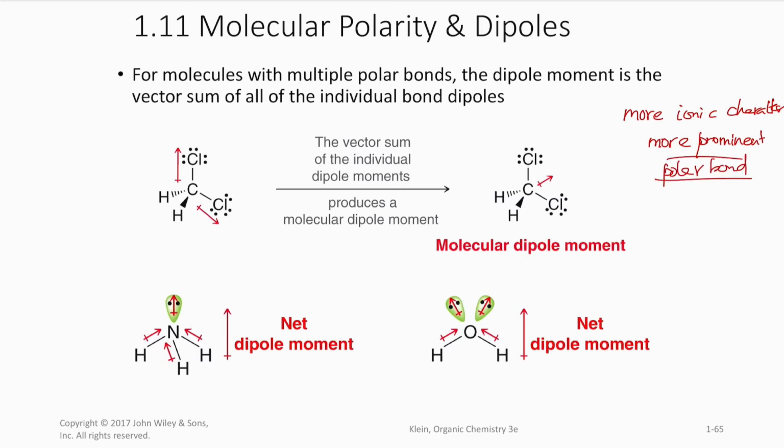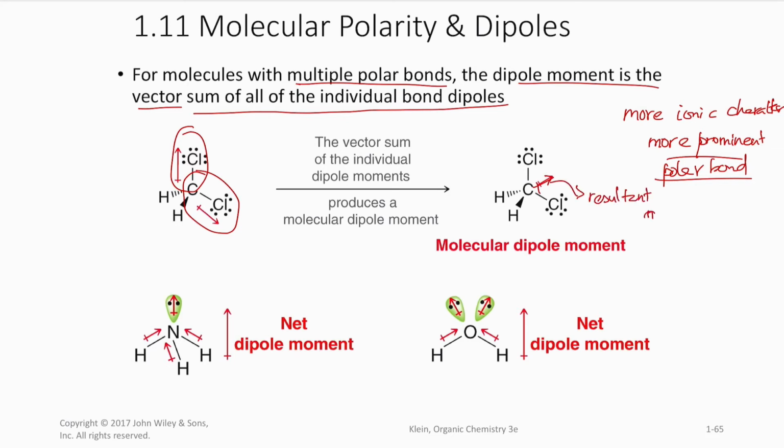For some molecules, they can have multiple polar bonds, and the dipole moment will become the vector sum of all the individual bond dipoles. For example, this carbon and chlorine and this carbon and chlorine are two different bonds with two different electron densities, but when they combine, you get a resultant dipole moment. So this value is called the resultant dipole moment. It's still there, but it combines together.